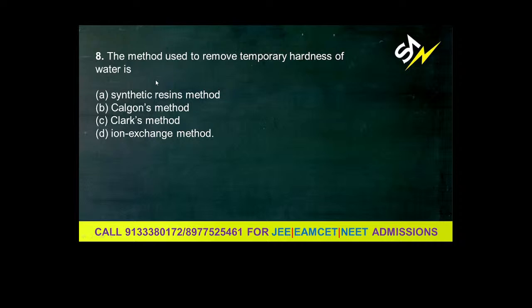Actually, water is of two types: soft water and hard water. Soft water we know, but hard water is again of two types: temporary hard and permanent hard. Due to the carbonates, we say that water is temporary hard water. That hardness we can remove by boiling. Clear? By boiling we can remove the temporary hardness of the water.